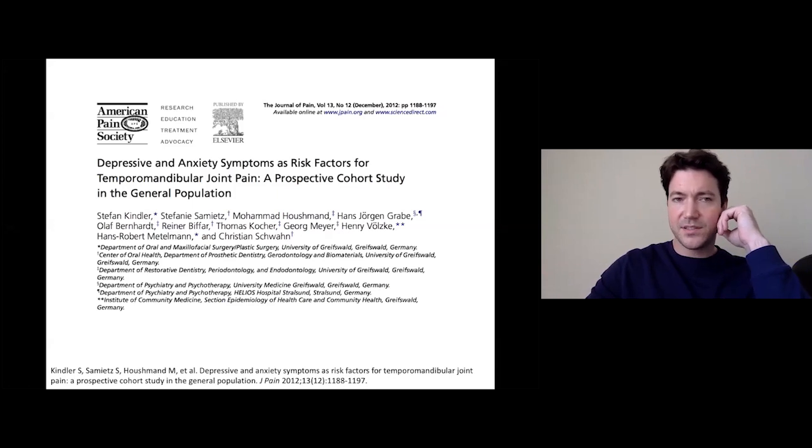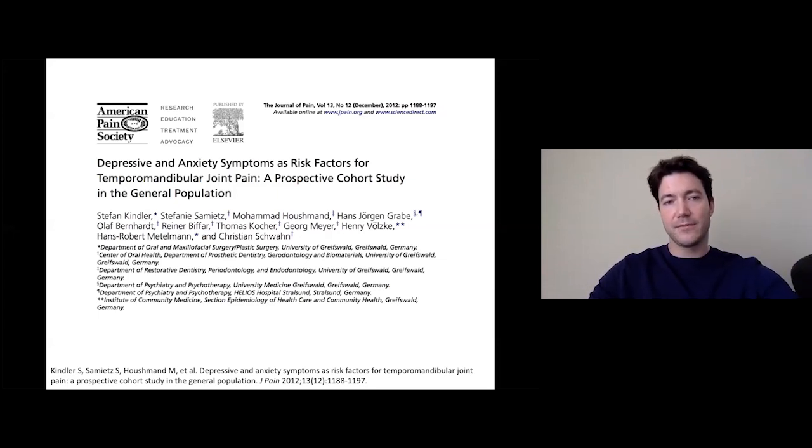And then I realized that this is a perfect talk. Everything should be evidence-based, and I found with TMD that there's sometimes a bit of a lack of an evidence-based approach to certain treatments. So yeah, it's important to focus on that. Here's an example with this paper, depressive and anxiety symptoms as risk factors for TMD.